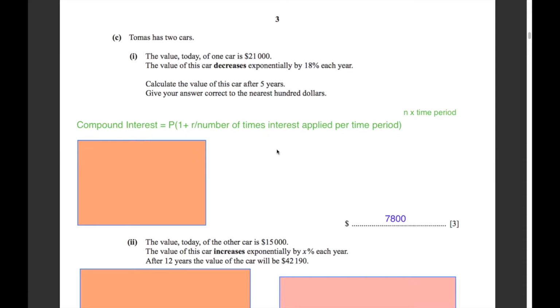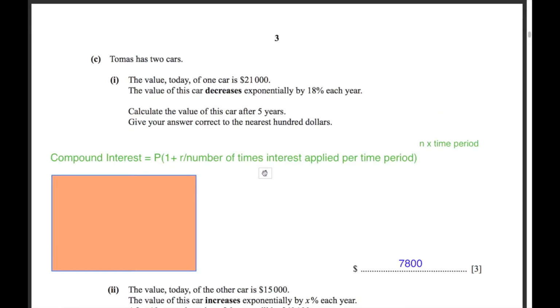So in order to find compound interest, it's the principal amount, which is P, and then open brackets 1. When we talk about 1, it also means 100%. That's something you'll also need to know when you're dealing with probability, right? So out of that 100%, we're decreasing exponentially by 18%. So it's going to be 100 minus 18. But if it was increasing, it would have been the plus, right? Okay, so let's just move this aside.